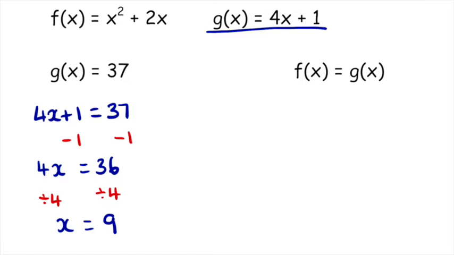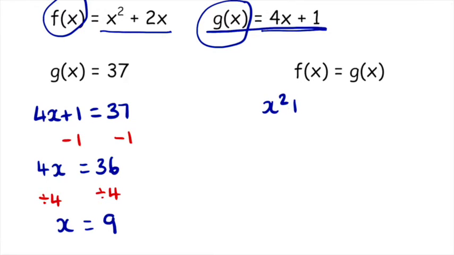The second question then is f of x equals g of x, and what we're doing there is actually placing together the g of x and the f of x, or more usefully, x squared plus 2x and 4x plus 1. So f of x is equal to x squared plus 2x equals g of x, which is 4x plus 1. And then from here, we're trying to solve the equation. Now, as you can see from the squared here, it is a quadratic equation.